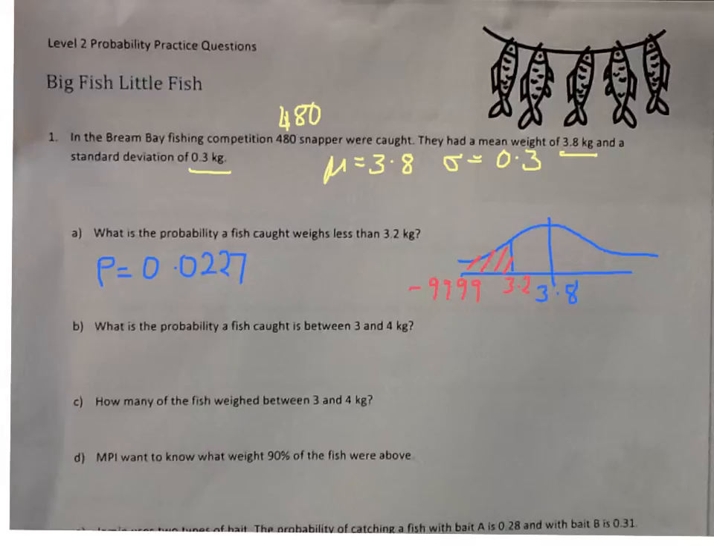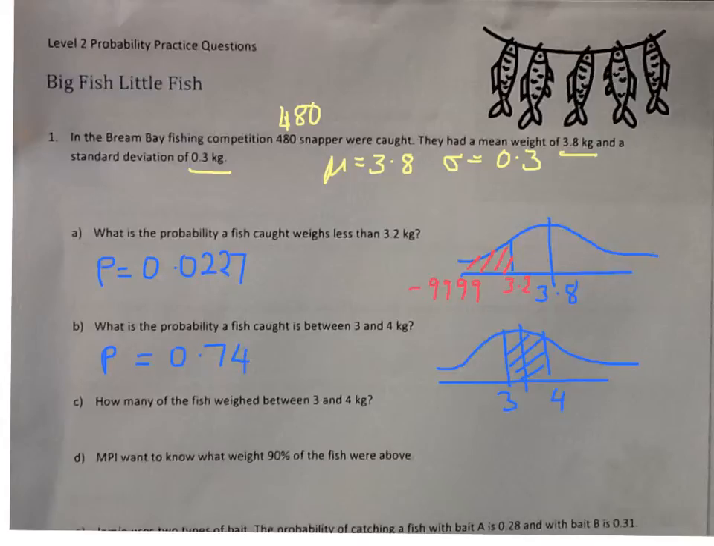Second question, what's the probability that a fish caught is between 3 and 4 kilograms? 3.8 is my mean, so I want the central area here, between 3 and 4 kilograms. Again, just like before, you exit, go back. My lower is 3 and my upper is 4. 3, execute, 4, execute. Same thing, and my probability is 0.74, 74%.